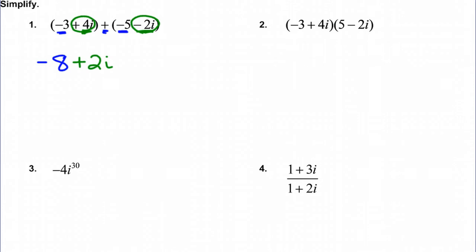So what we finish off with, there's nothing else we can really do in this problem. We combine the terms that we can combine. -8 and 2i don't go together. So our final answer is -8 plus 2i. And it's that simple when we're adding complex numbers.